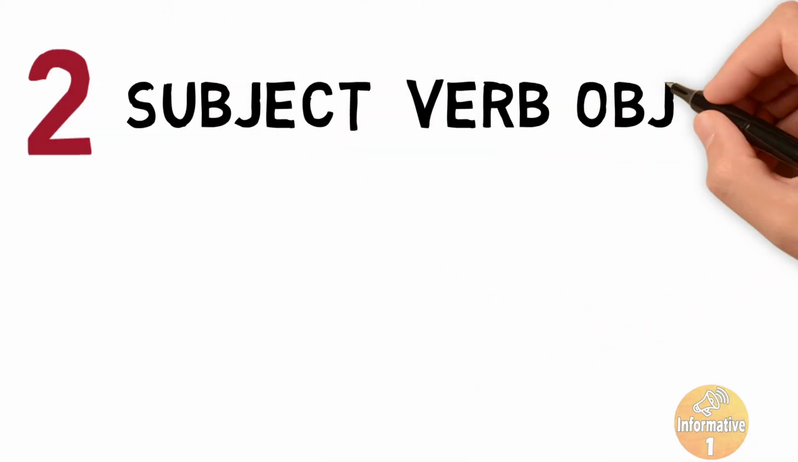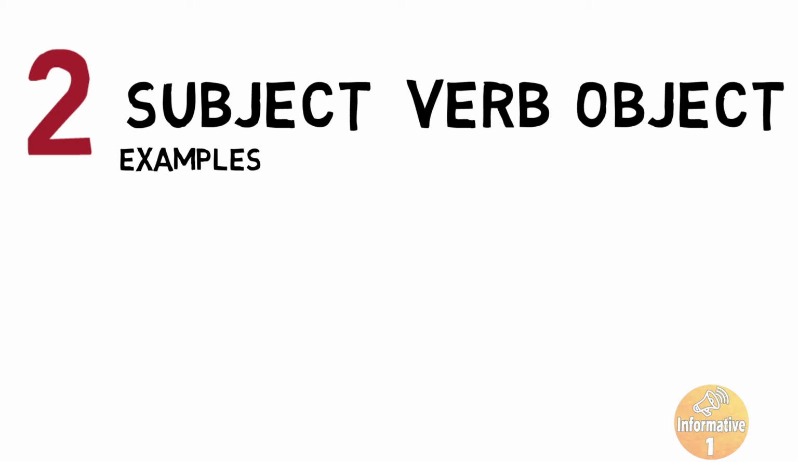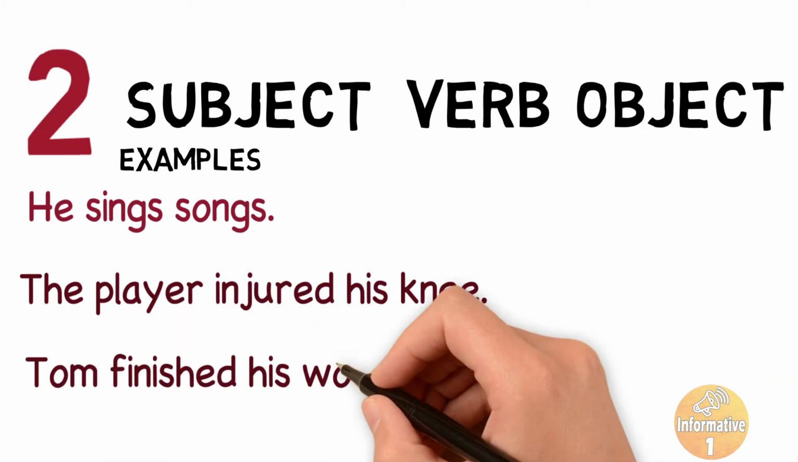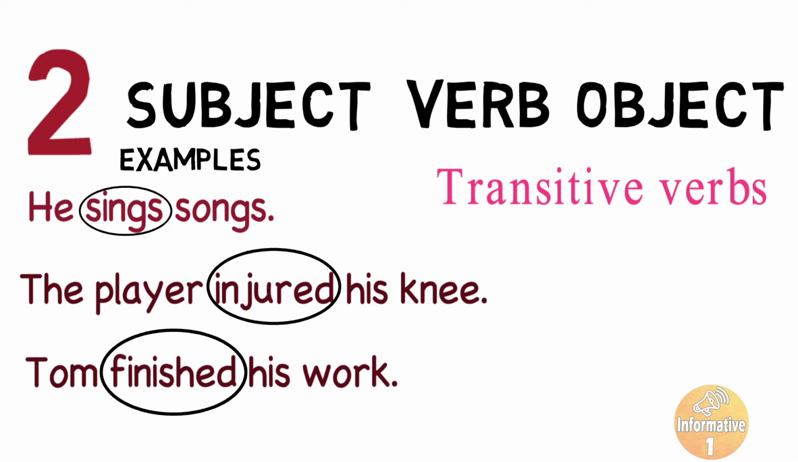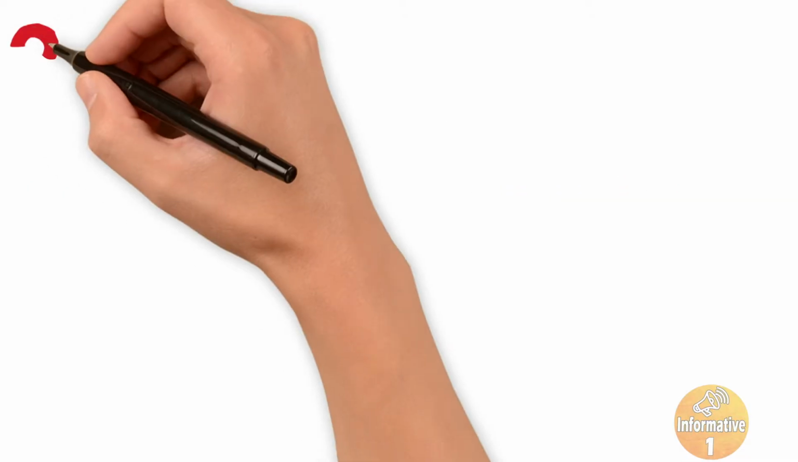2. Subject, verb, object. Examples of this pattern are as follows. He sings songs. The player injured his knee. Tom finished his work. Note that in this pattern, the verbs are transitive. That is, they need an object.